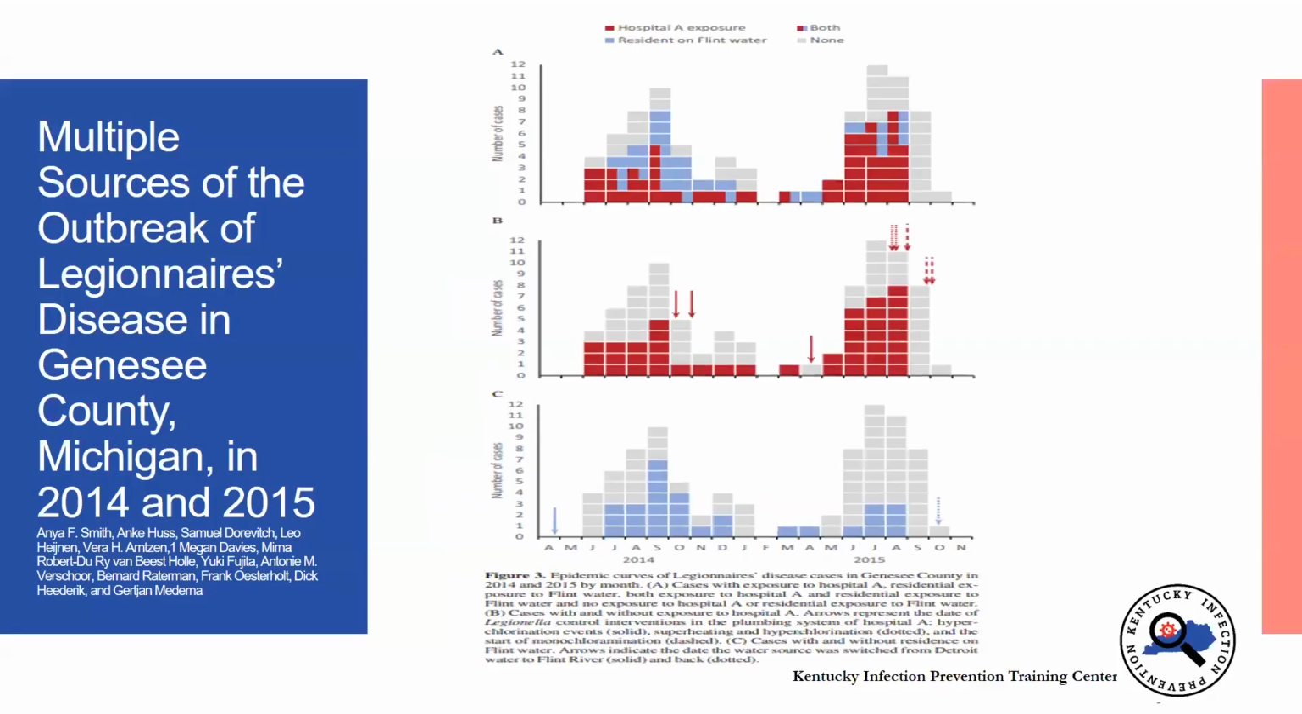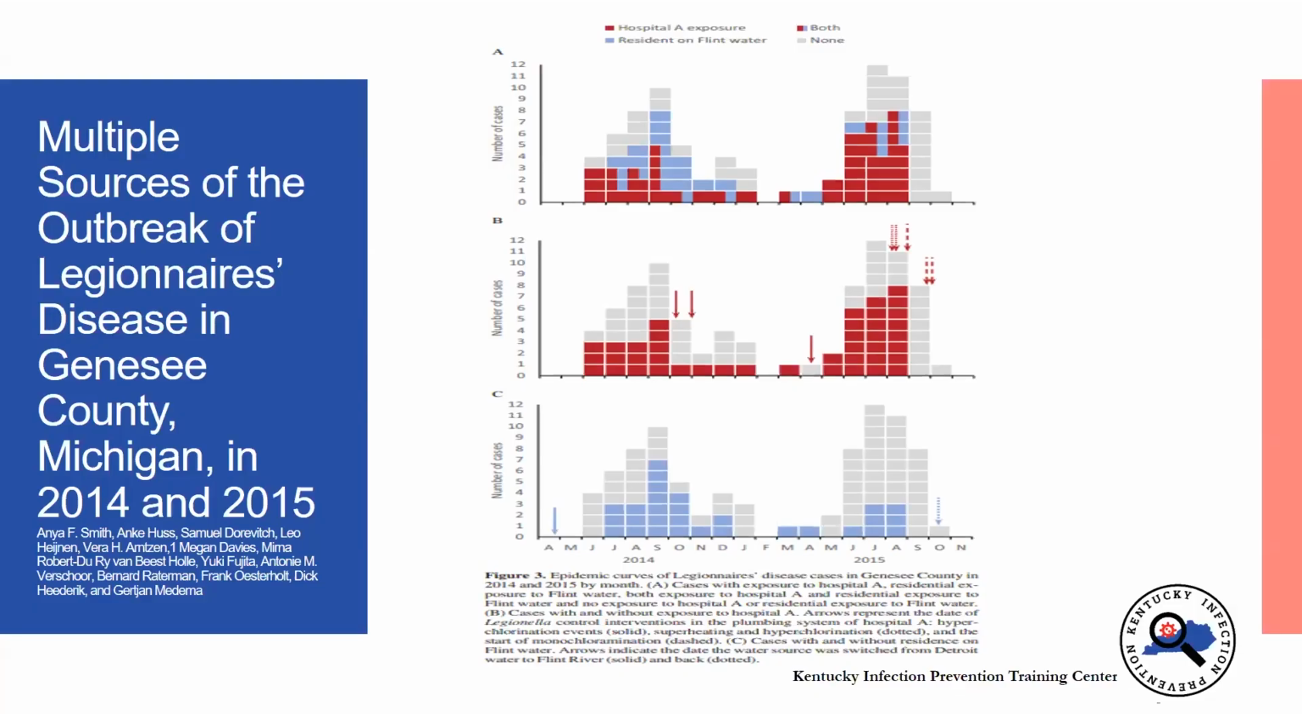So, as I said, Smith et al. did an epi review of the outbreak. They found that Legionnaires' disease cases were 3.59 times higher than expected in 2014 and 3.67 times higher than expected in 2015. 86 patients met the case definition, and hospital A exposure was reported for 42 cases. So 49% of the overall cases had some exposure to hospital A.